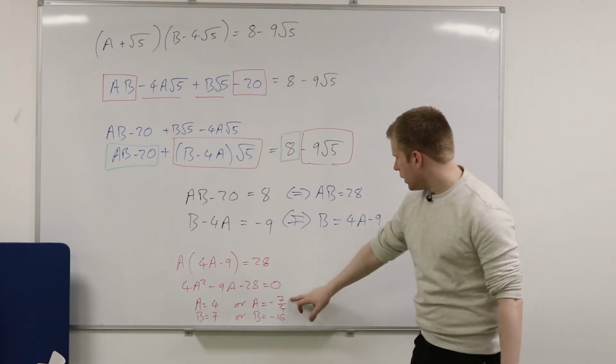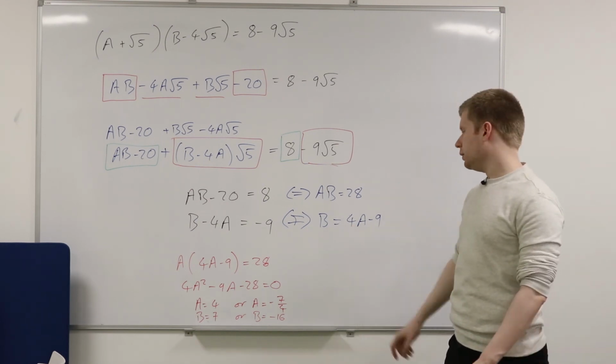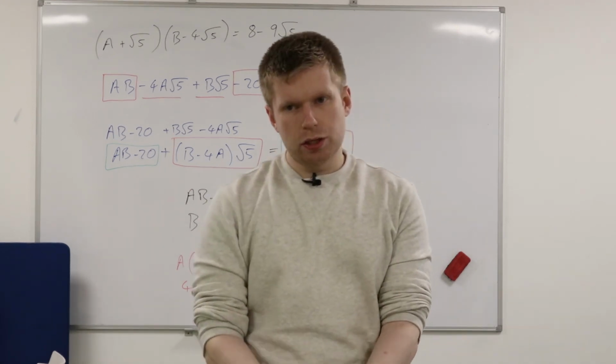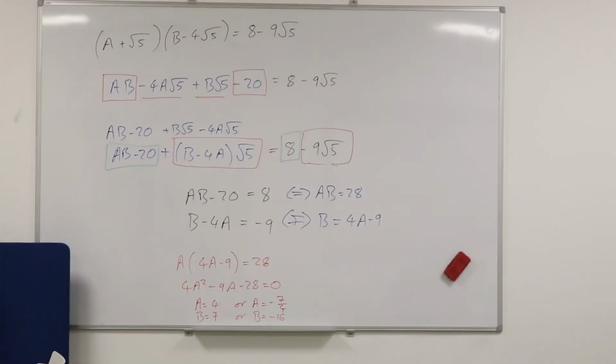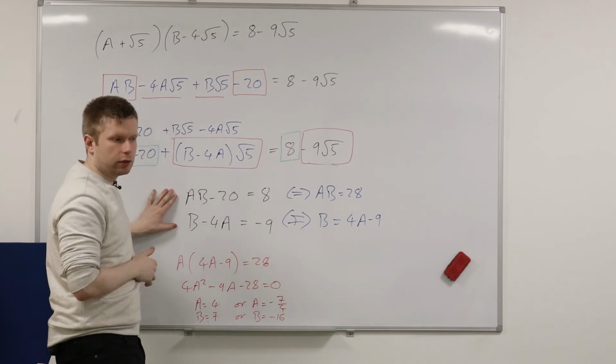So once I'm here, I just stick it into this equation here, because I know that b is equal to 4 times a take away 9, and that gives me those two solutions there. Now that one was slightly trickier, definitely slightly trickier, because it got you to actually form your simultaneous equations first.